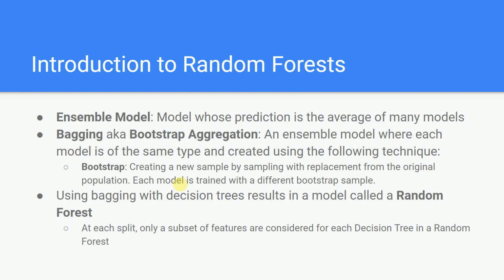The next thing I'm going to talk about is a concept called bagging, or bootstrap aggregation. Essentially, it's an ensemble model where each model is the same type, but each model that you train sees a different portion of the data. This is done through a concept called bootstrapping. Bootstrapping is essentially sampling with replacement. That probably doesn't mean much to you, but I will give you an example.